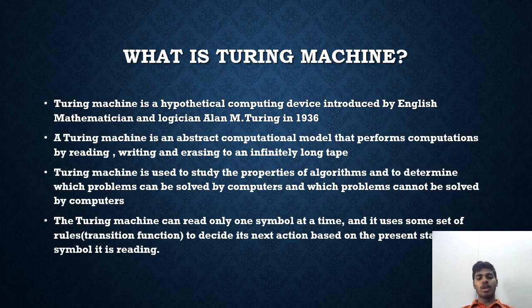The Turing machine can read only one symbol at a time. If you want to test a string, we cannot test the string in a single manner, all at once. The Turing machine will read only one symbol at a time, and as per your instructions it will move left or right, and eventually it will complete the length of the string on the tape. It decides its next action based on the present state and the symbol it is reading. Okay, have you understood that?